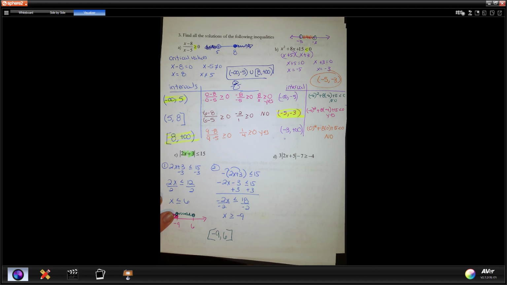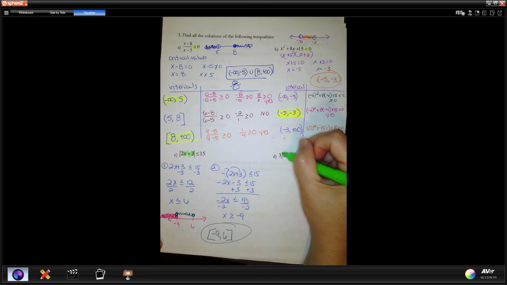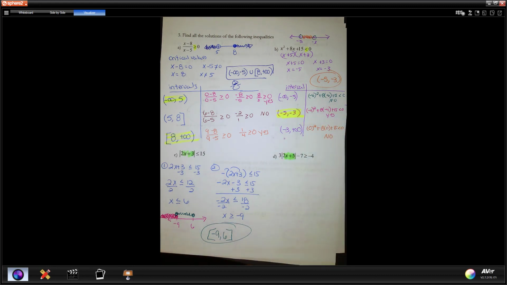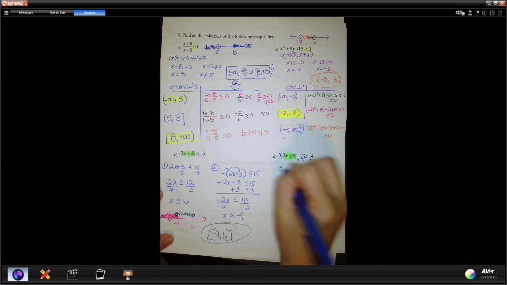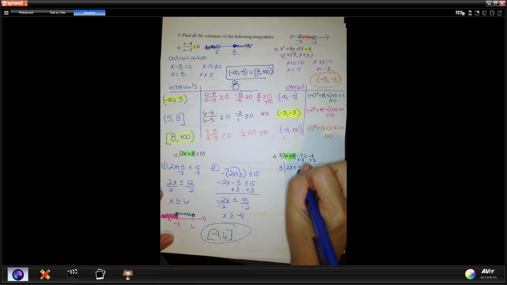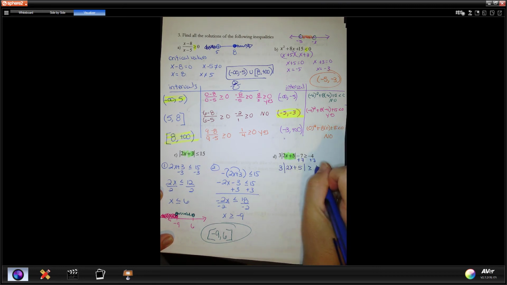And there is our lovely little brackets. And that's our interval notation. And I'm not going to work out the last one because I'm sure you're getting tired of watching this. But ultimately, just to kind of get us started, we have to isolate that piece first. So the first thing we're going to do is go ahead and add 7. So 3 times the absolute value of 2x plus 5 is greater than or equal to 3.